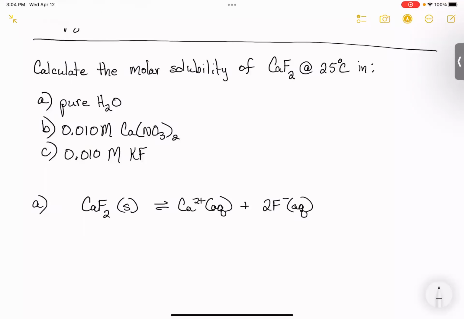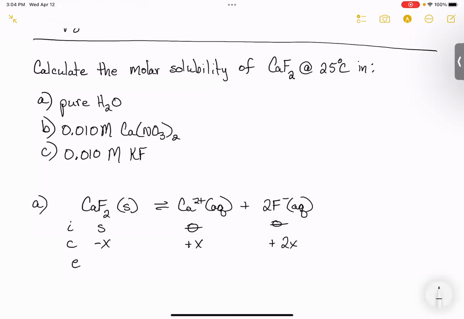Now, in pure water, we're just worried about the calcium fluoride itself, which is a solid initially. And there will be none of the calcium and none of the fluoride present. As time progresses, some calcium fluoride will dissociate, but it's going to be a very small amount. You're going to make 1 calcium for every 1 calcium fluoride that dissociates, and you will make 2 fluorides for every 1 calcium fluoride that dissociates.